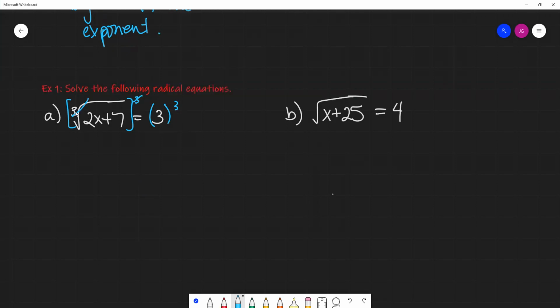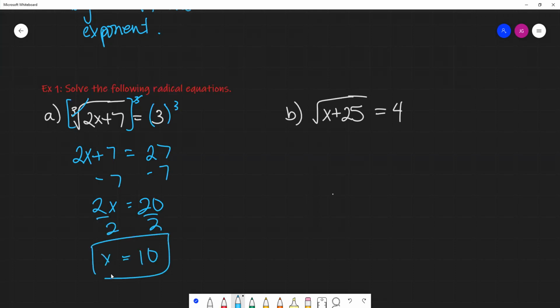These will cancel each other out. They will undo each other since they're inverses. And so I have left 2x plus 7 on the left equals 3 to the third power, which is 27. And now it's a normal equation that we're so used to solving, right? So subtract 7 on both sides, 2x equals 20, and then divide by 2 to get 10. There's our answer. Not terrible at all.